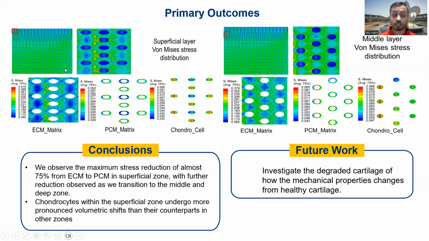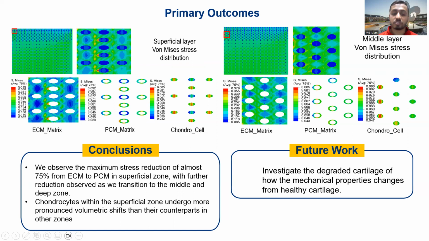Here you can see I showed you the von Mises stress distribution for the superficial layer as well as the middle layer. And the maximum stress in the superficial layer and the maximum stress in the middle layer are different here, as the maximum stress is 0.416, here it is 0.379.